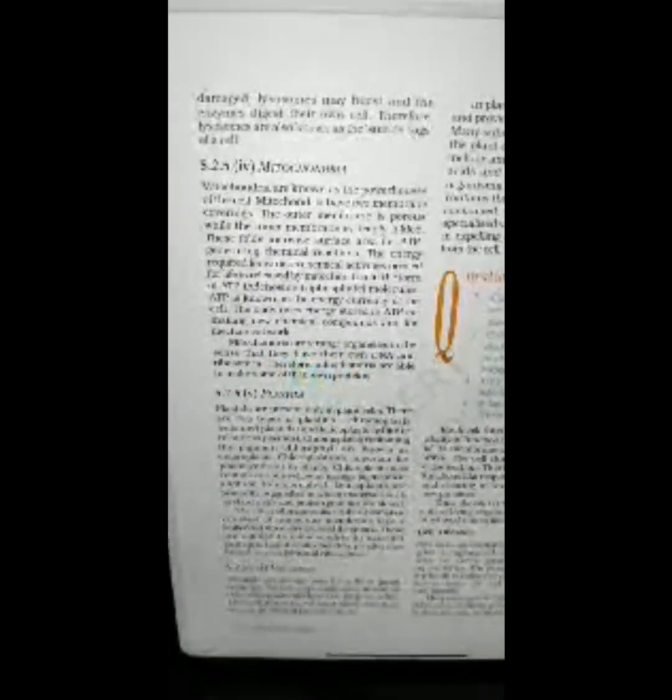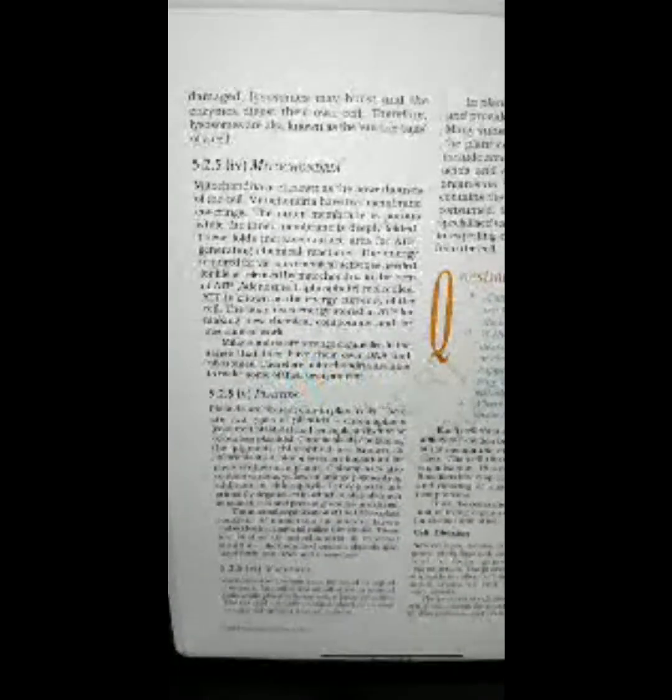5.2.5 Mitochondria. Mitochondria are known as the powerhouses of the cell. Mitochondria have two membrane coverings. The outer covering is porous while the inner membrane is deeply folded. These folds increase surface area for ATP generating chemical reactions.